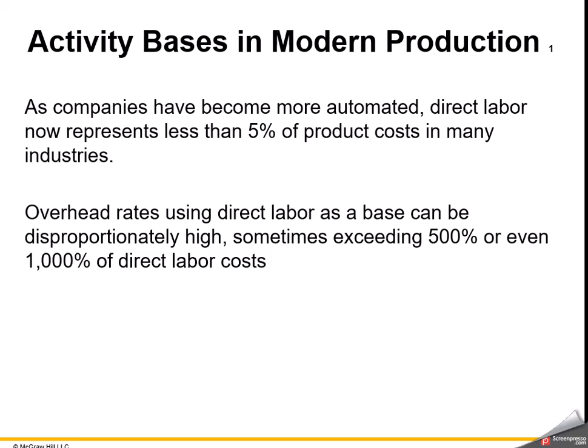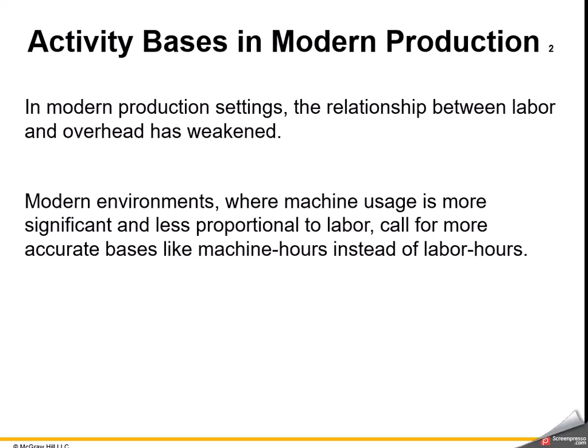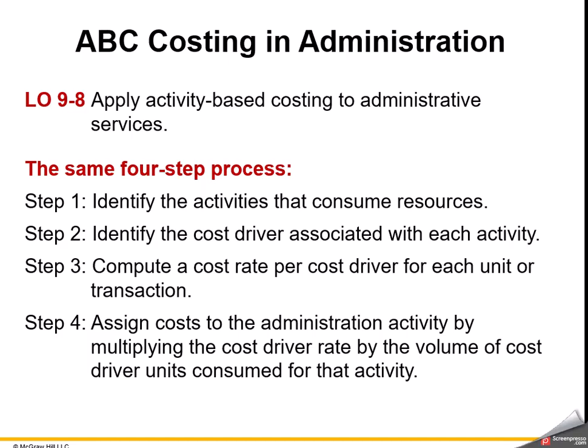Okay. And as companies become more automated, their direct labor is going down and down. So if they're using direct labor, it can sometimes distort how costs are allocated. In most productions, it's very machine usage. The machines are very computerized. So machine hours might be the better way to go if you're a high-tech company.